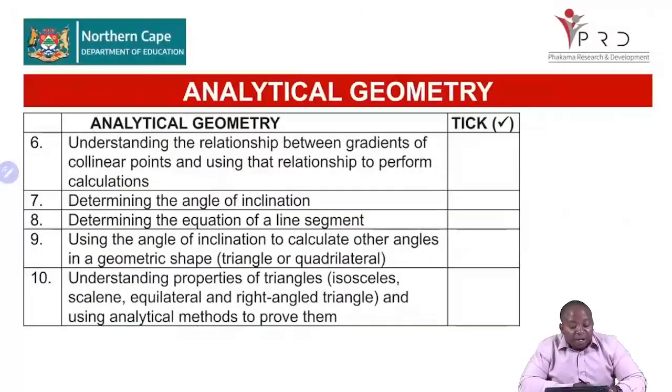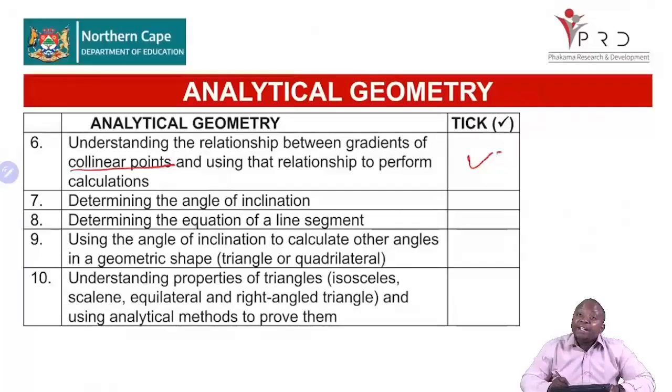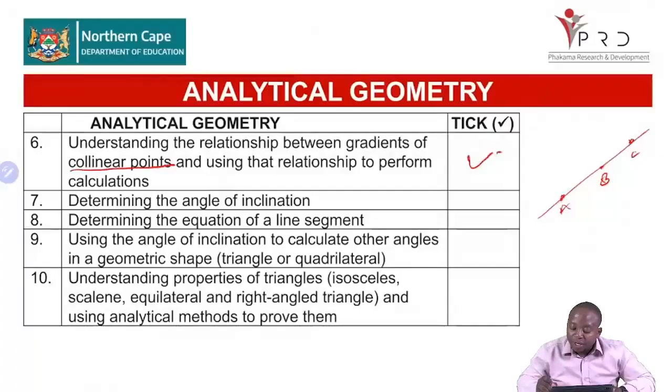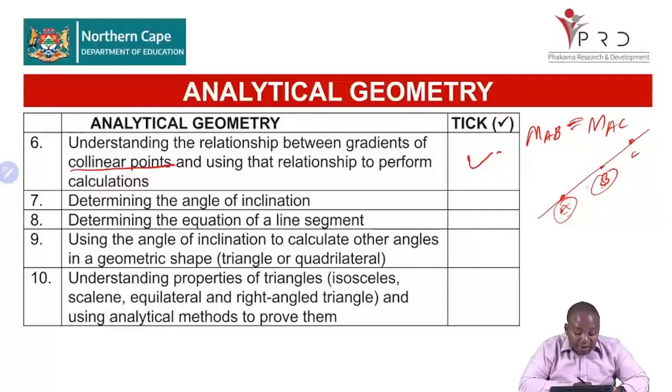Let's proceed. Number 6, you must understand the relationship of the gradients of collinear points. So to understand that collinear points have the same gradient, meaning if I have 3 points on the same line, A, B, C. If I have the gradient of line AB, where I have coordinates of A and B, I find the gradient. That gradient is the same as the gradient of, so m_AB will be equal to, for example, AC. So collinear points have the same gradient throughout.